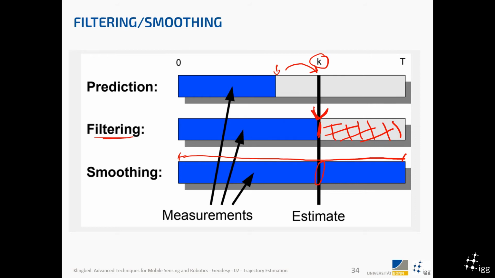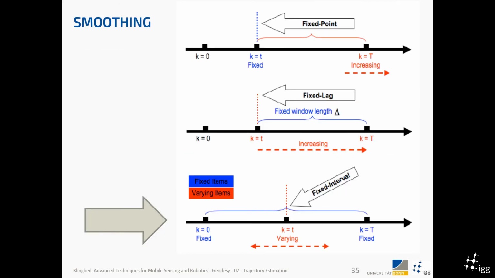We ignore it and just use all the measurements up to that point. So this is why smoothing is a much better idea if real-time capability is not important. In smoothing, there are three different types of smoothing. I want to go through them as well. So that's called fixed point smoothing, fixed lag smoothing, and fixed interval smoothing.